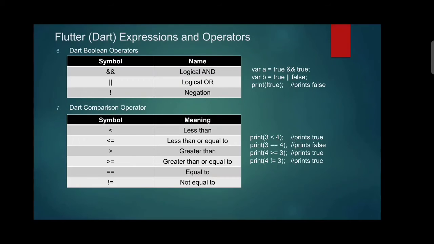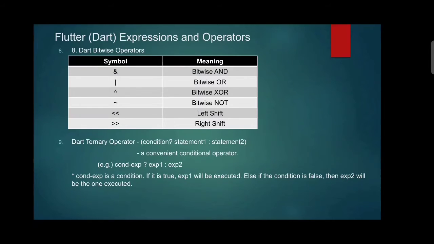Next one, the Boolean expressions, which are logical and, logical or, and negation. Number 7, we have here the comparison operators: less than or equal, greater than or equal to, and not equal to. Number 8, we have the bitwise operations: bitwise and, bitwise or, bitwise xor, bitwise not, left shift, and right shift.